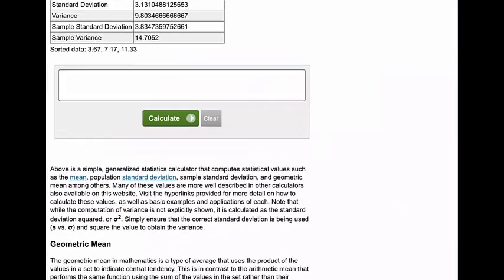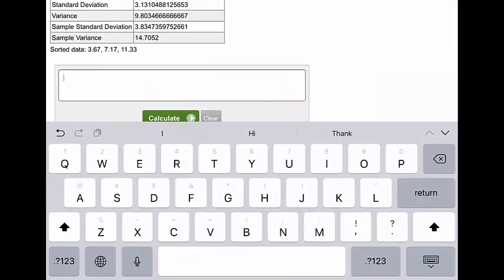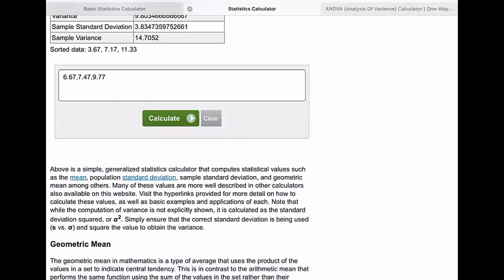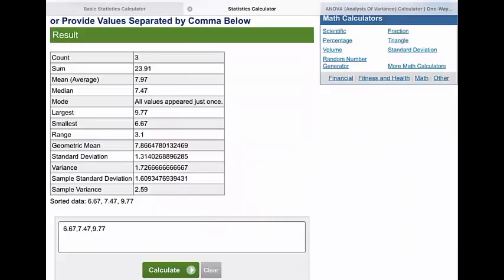Okay, cleared. Alright, so let's put in those numbers again. So we got 6 2/3, 6.67, comma, 7.47, comma, and then 9.77. Calculate. Done. So the average there, that mean, is 7.97. Again, 7.97.